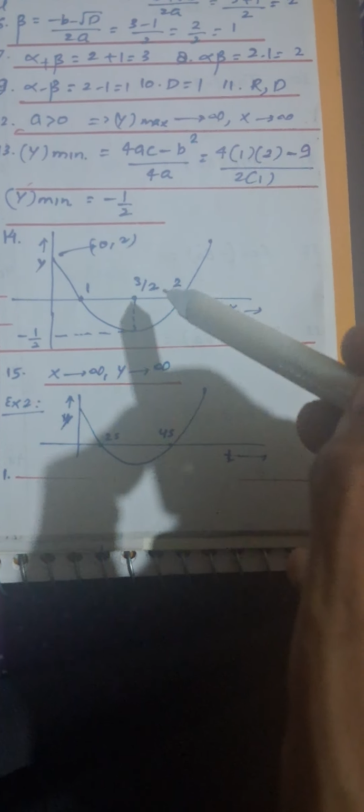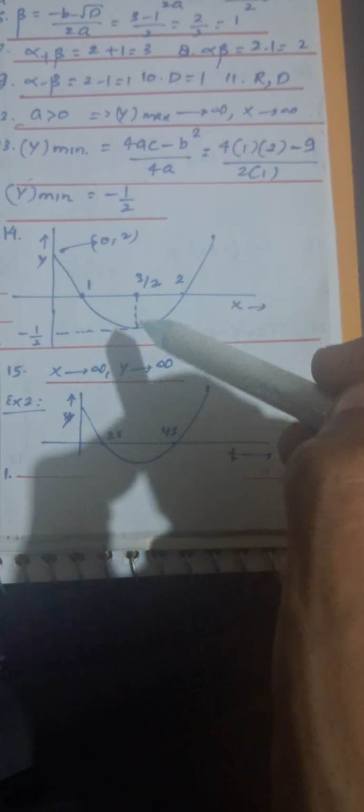And y minimum is given by 4ac minus b square by 4a. Substituting the values, we have y minimum as minus half. Now if we analyze the graph, then the graph is like this: at x equals 0, y equals 2, and it has its roots at 1 and 2.